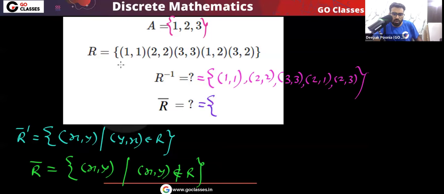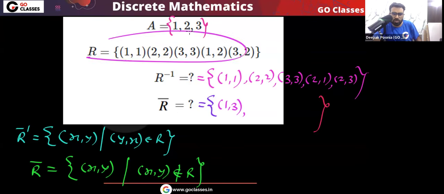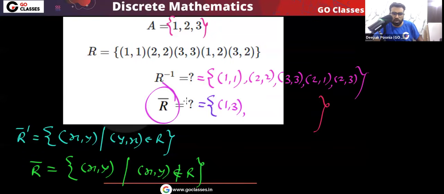And what about R bar, the complement of R? All the ordered pairs which do not belong to R, you put them in the R complement. So which ordered pairs do not belong to R? You can see 1 3 does not belong to R, so you put it in the R complement. You can see 1 1 and 1 2 belong to R, so they will not go to the R complement.